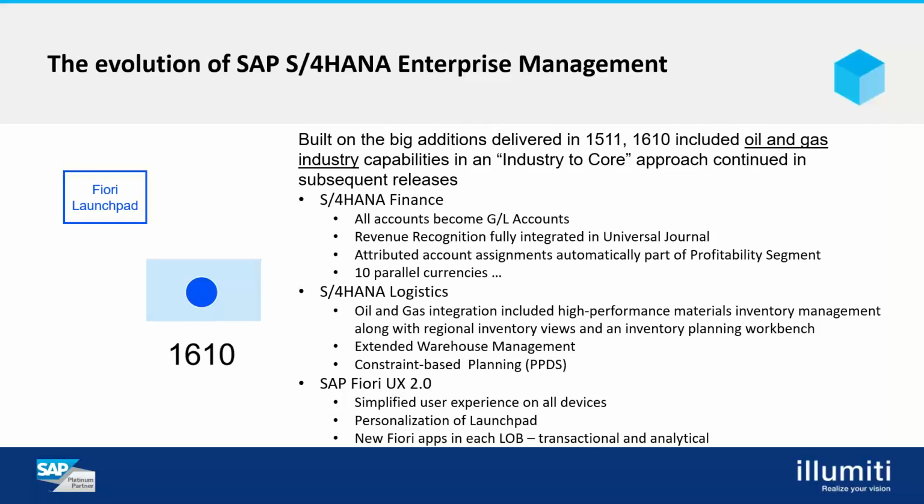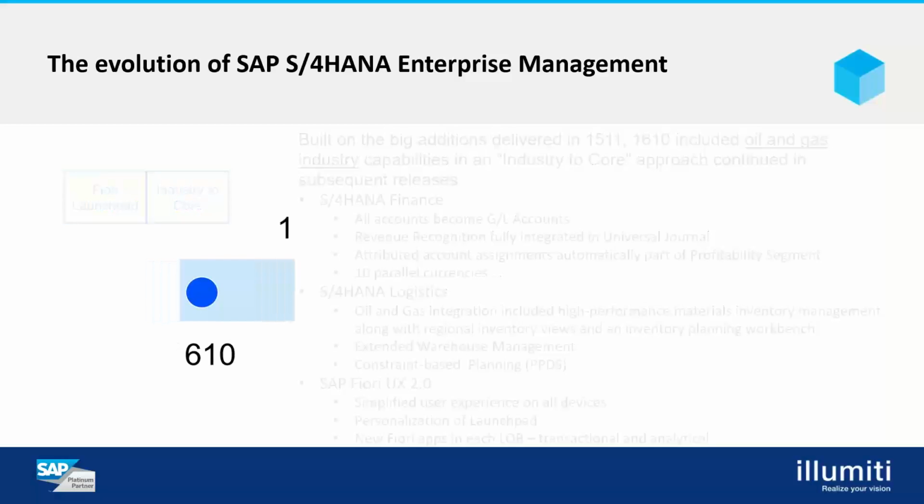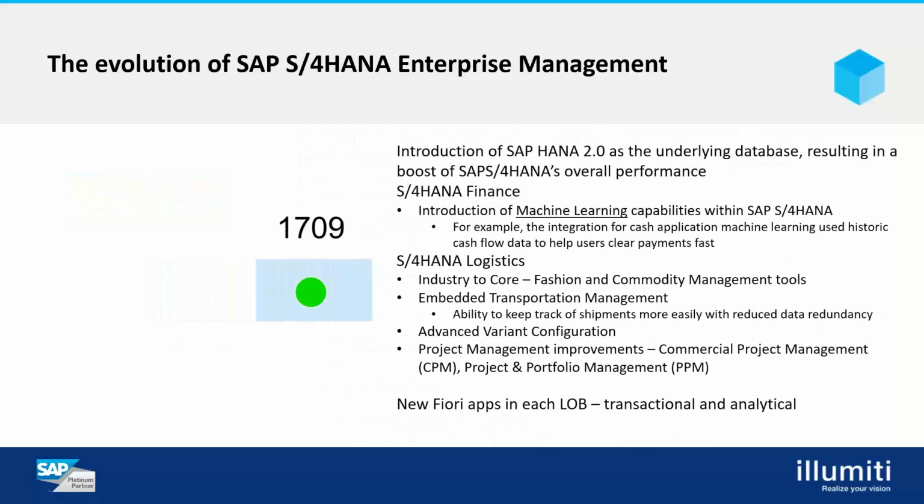So the highlights in 1610 were the full use of the Fiori Launchpad and the industry-to-core idea of bringing more and more capabilities into the S/4HANA environment out of all the industries that are out there. If we move to 1709 next, now we're getting into the first time that SAP started embedding machine learning capabilities within SAP S/4HANA.